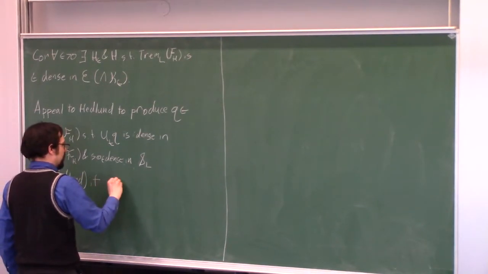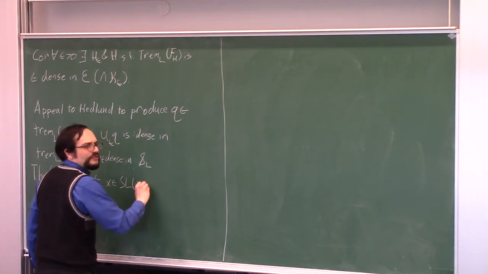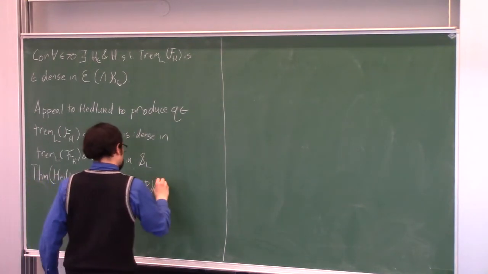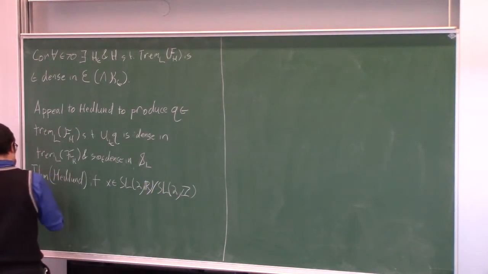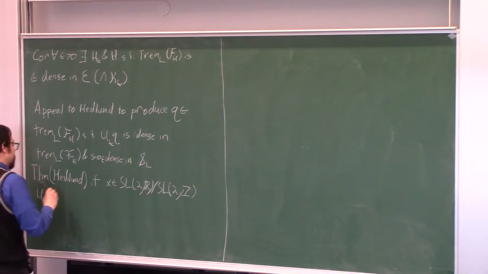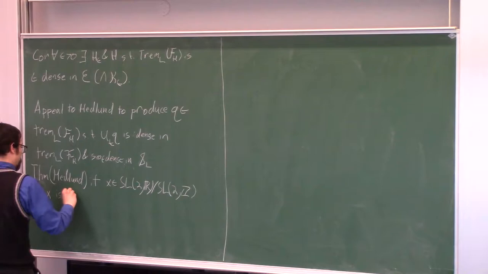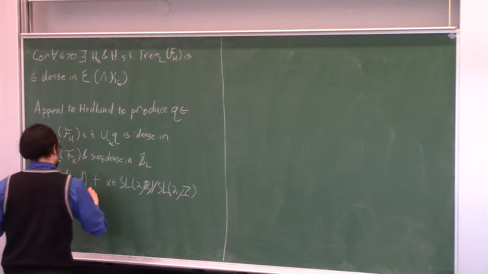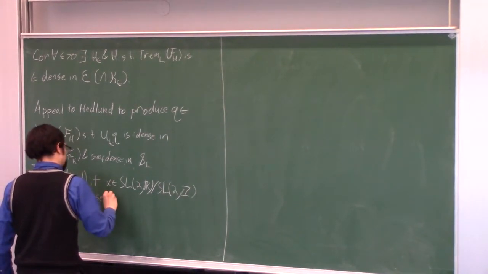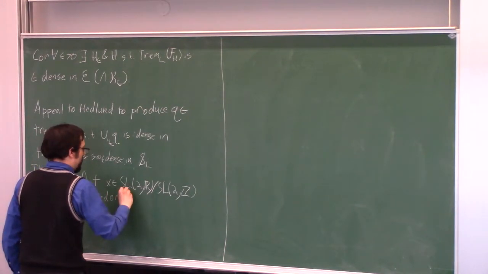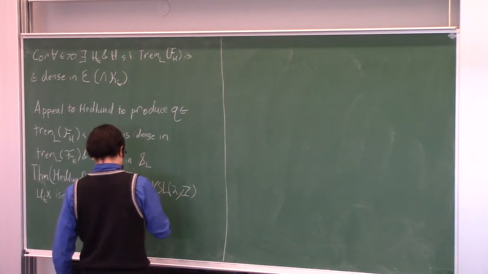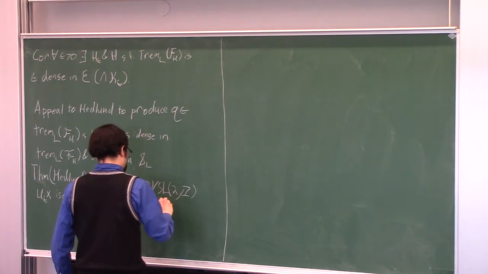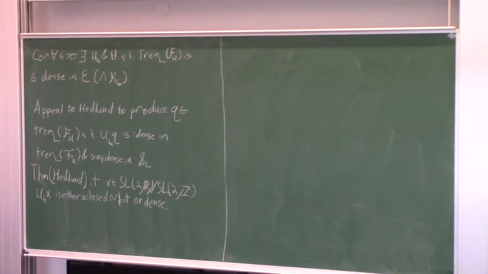If X is in SL. Did he only do SL2R, not SL2Z? So U_T of X is either a closed orbit, and this will show up when my horizontal flow is periodic, or dense in SL2R mod SL2Z.